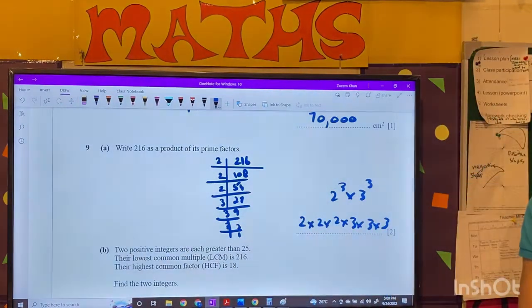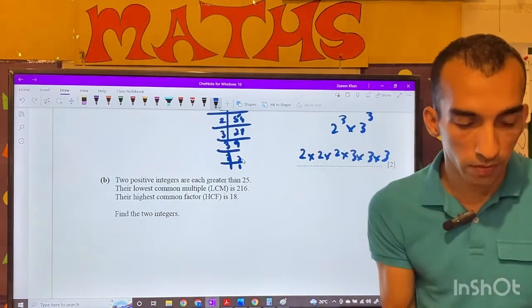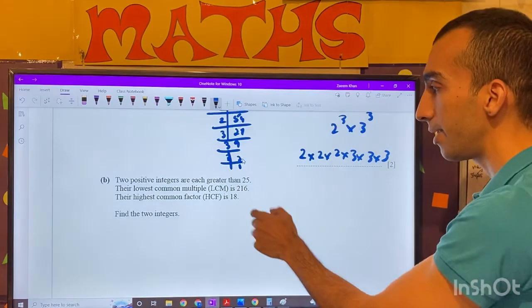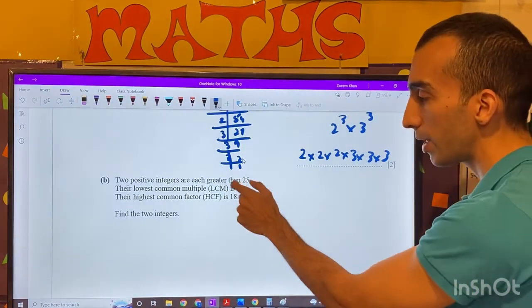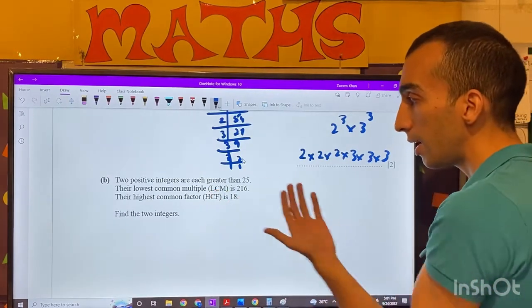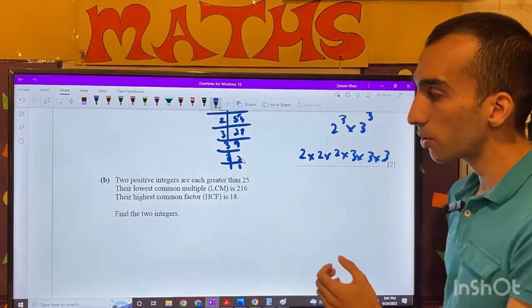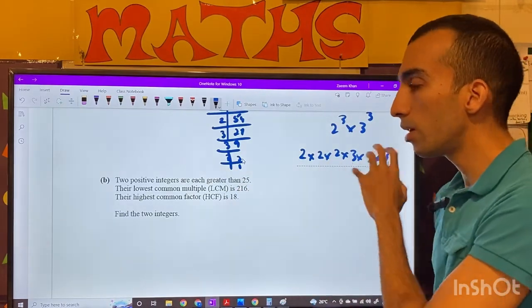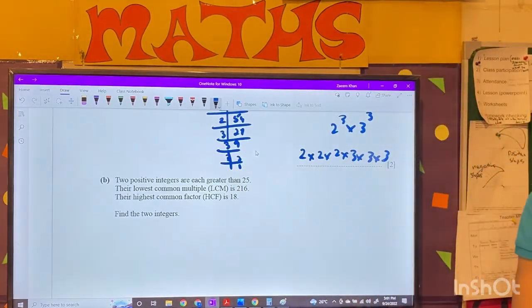The next question says two positive integers are each greater than 25. The lowest common multiple is 216. The highest common factor is 18. Now the numbers seem to be pretty big. 25 से अगर बड़ा है तो कहीं 30 भी हो सकता है, 35 भी हो सकता है. LCM भी is pretty big. The HCF is pretty big. So we're going to form a similar question, and solve a similar question to this with relatively smaller numbers and see if it makes sense.